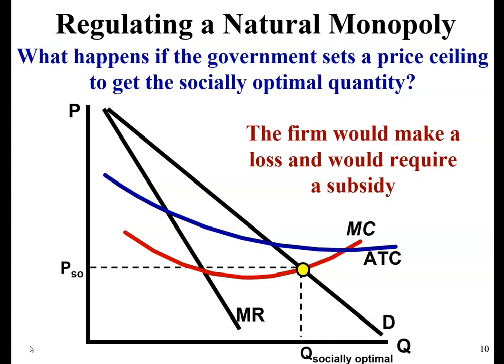The problem with the government setting a price ceiling in order to get the socially optimal amount is that at this output level, the price would be below the firm's average total cost. And so if the government wanted to achieve this, they would have to provide the firm with a subsidy.